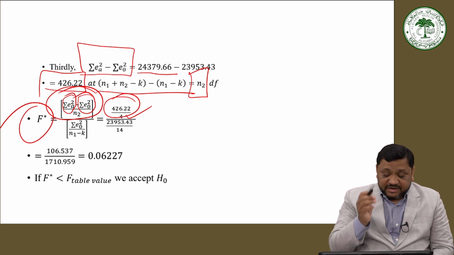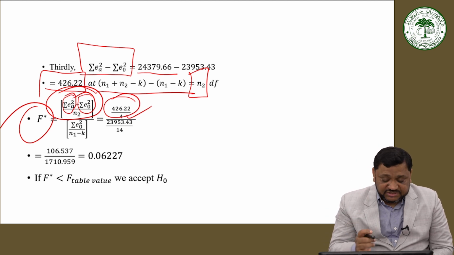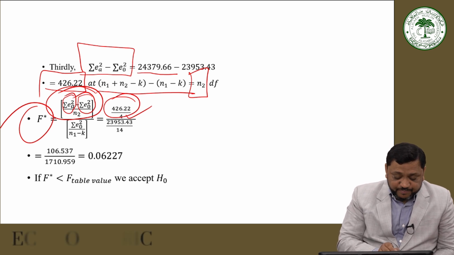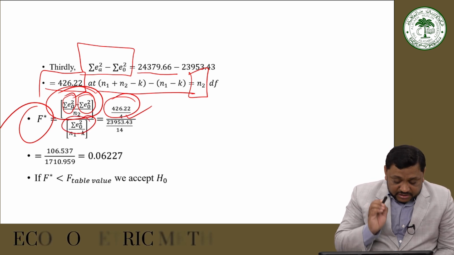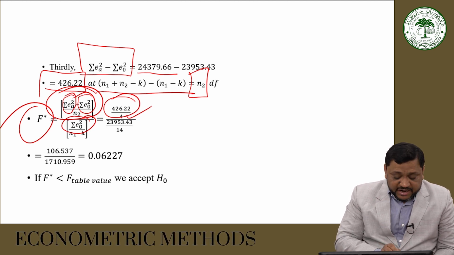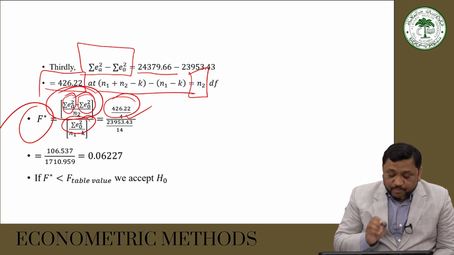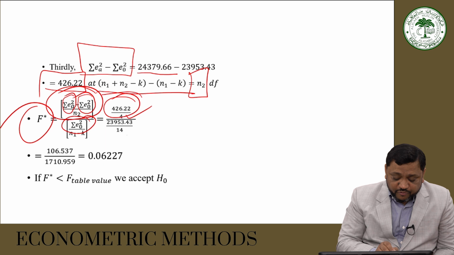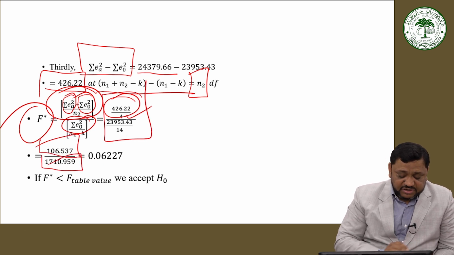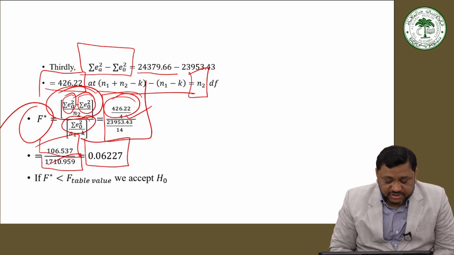23953.43, and what is divided by n1? How many items were there? 16. In the original sample there were 16 items, so in the denominator we have summation E square of the original sample divided by n1 minus k. So that is equal to 23953.43 divided by 14. So when we solve for this, that becomes 106.537 divided by 1710.959. So that is equal to 0.06227.